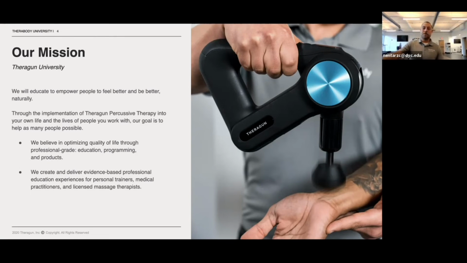We believe in optimizing quality of life through education, programming, and products. It's not just the product. We have to have the education and programming behind it. Again, that's that sort of good, better, best story that we're going to follow today.